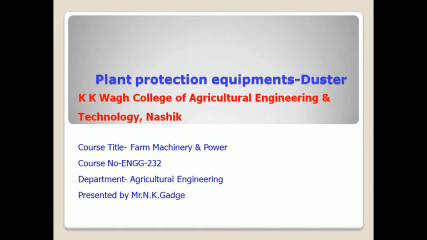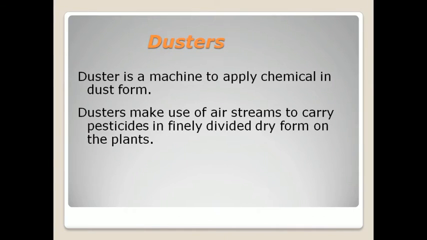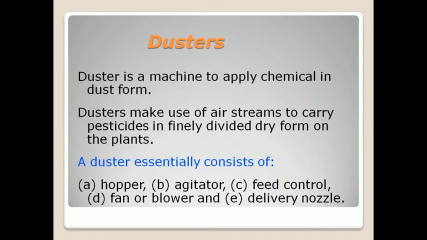Hello friends, we will see today plant protection equipments in which we will see about the dusters. So we will see what is dusters. Duster is a machine to apply chemical in dust form. Dusters make use of air streams to carry pesticides in finely divided dry form on the plants. A duster consists of hopper, agitator, feed control, fan or blower and delivery nozzles.